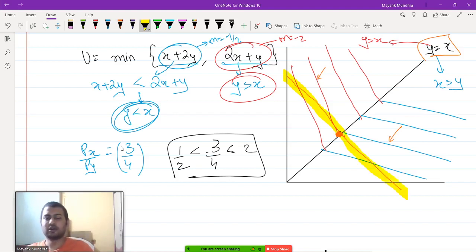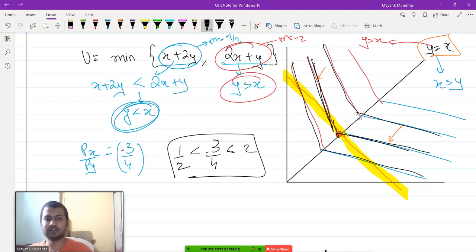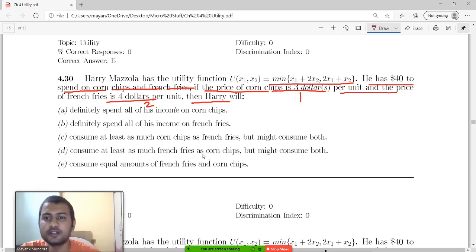Okay. So for the yellow shaded region, the highest indifference curve which you can reach will be this one, right? Because all the higher indifference curves you cannot reach. The lower ones you can, but why would you want to reach a lower indifference curve? So this is the highest indifference curve which you can reach. It is going to be at the kink point. So the kink point is going to be the highest IC.